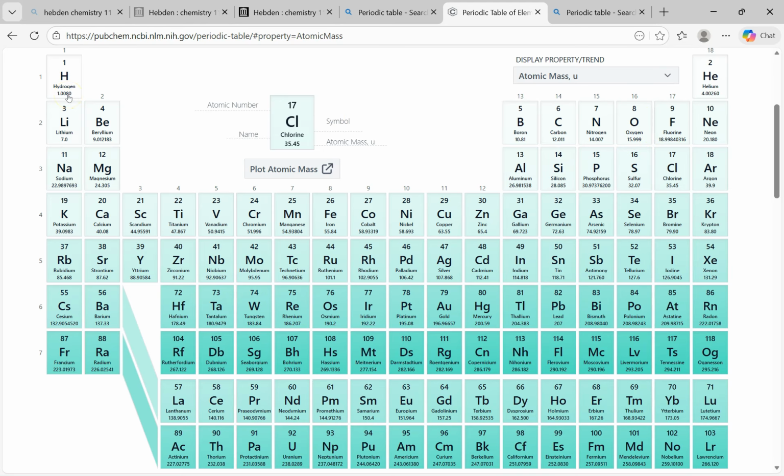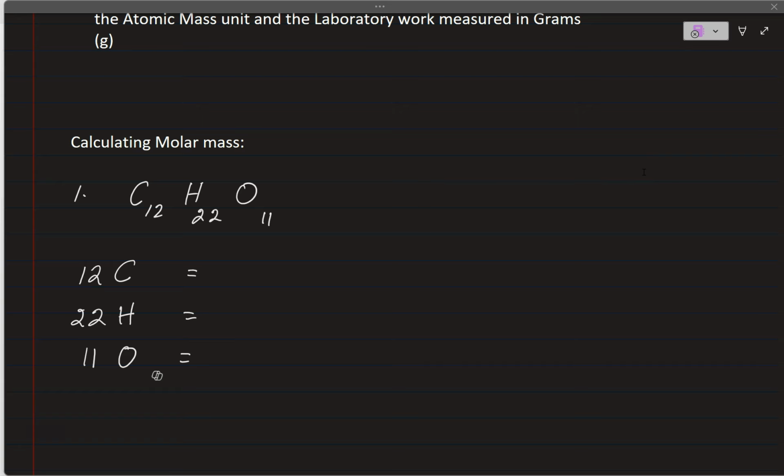So we're going to plug these numbers in and do the math. We're going to go one at a time. 12 is being multiplied by the atomic mass of each of these elements. So 12 times 12.0, 22 times 1.0, and 11 times 16.0, and then do the math.